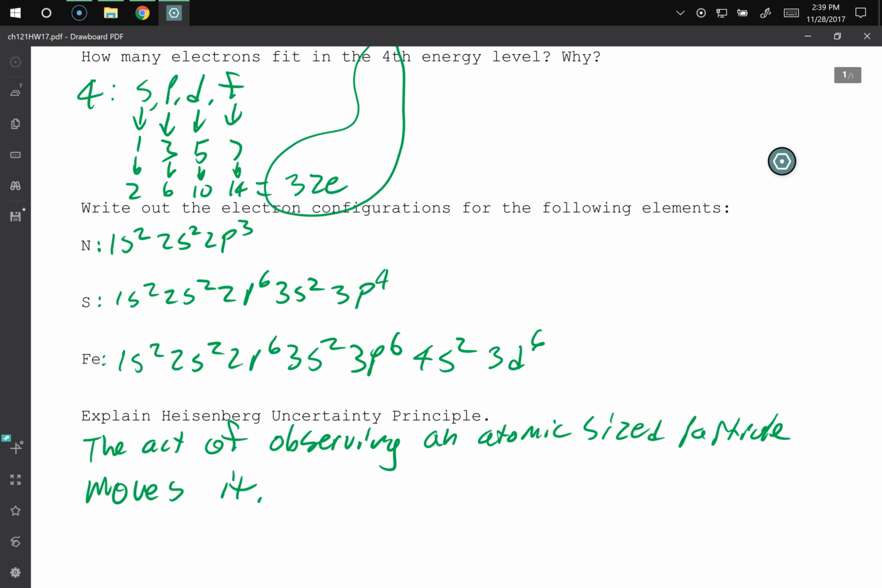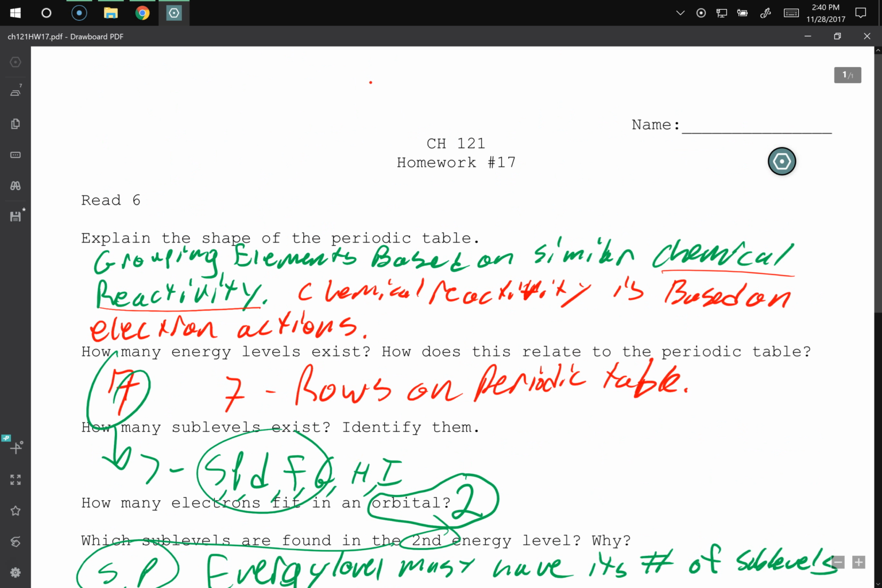Did anybody find the actual definition? So you can't know the position and momentum of an atomic-sized particle at the same time. I could know where it is, but not how fast it's going, or I could know how fast it's going, but not where it is. You look at a car, and I see it's moving 25 miles an hour down 13th Street, and it's right there. But that's because when the light from the sun or headlights hit that car, it doesn't throw the car into the yard next to the street, which is what would happen with a subatomic particle or an atomic-sized particle. Okay.